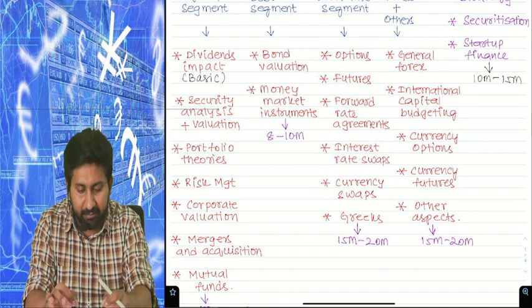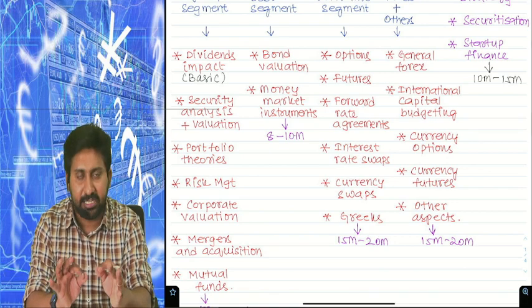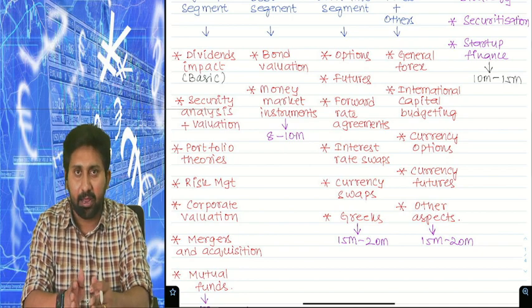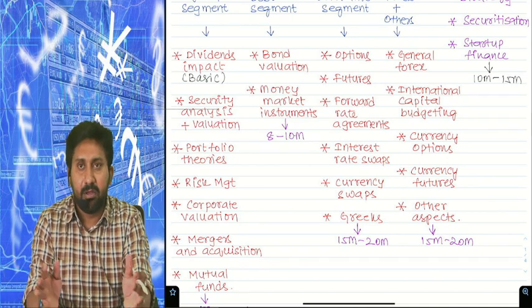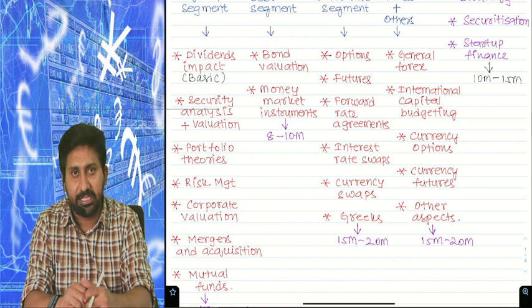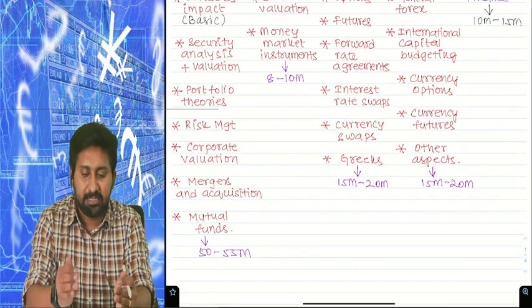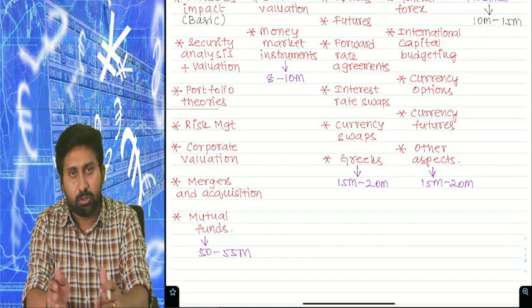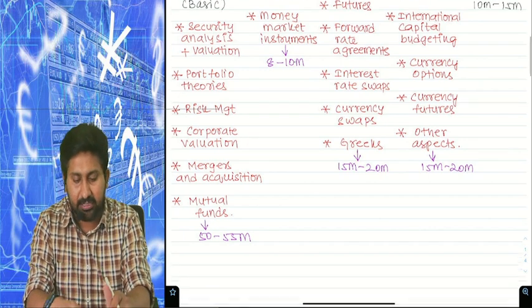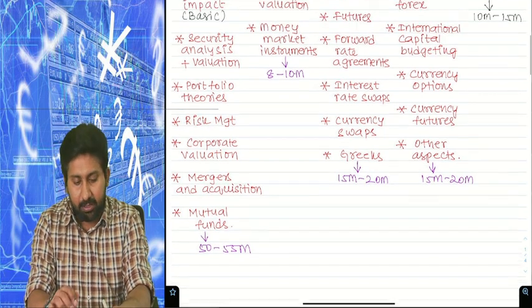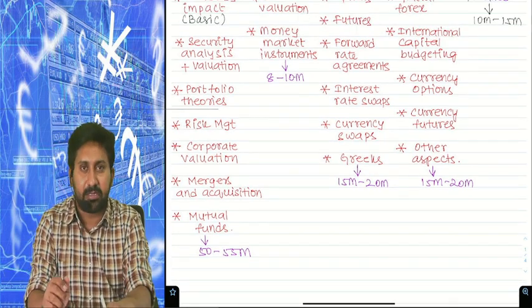Next starts the most complicated area in forex, international capital budgeting. That will cover one problem in the examination, generally very difficult to understand. We make it simpler and less complicated. We will understand the logic behind each and every point inside that. Next comes currency options, linked to derivatives and forex, currency options, currency futures, other miscellaneous concepts. This will cover 15 to 20 marks.